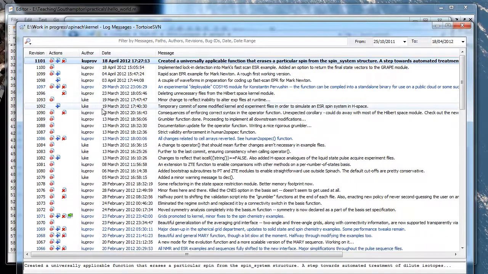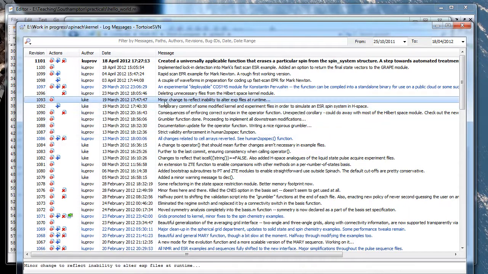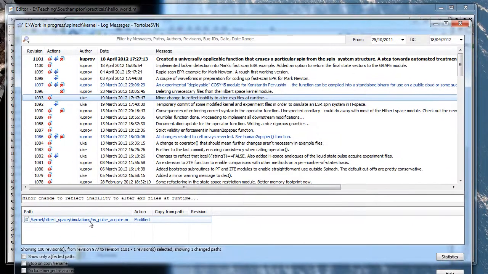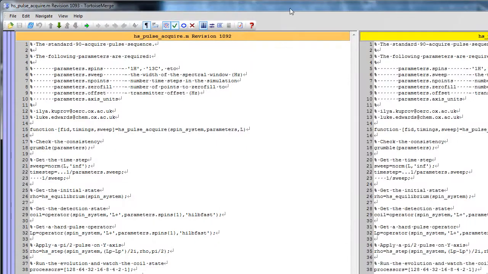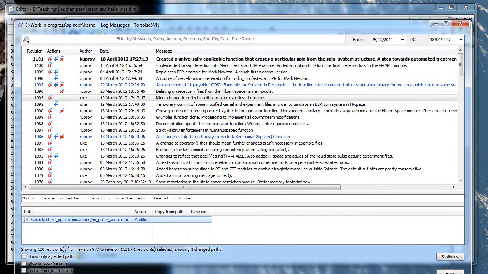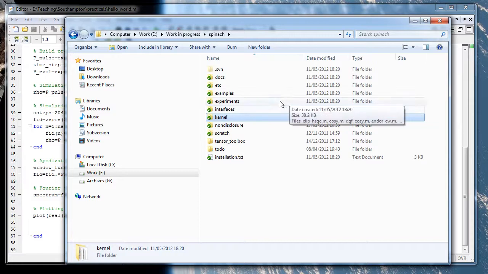And you see, Luke Edwards, the PhD student in my group, has made a change because he discovered some bug or inconvenience that he wanted to work around. And if we look at what this change actually was, it's a particular function in our Hilbert space module that has been modified, and if I look at show changes, it will actually show me what has been modified and where, and Luke has added this paragraph to the function. So you see, it tells you everything about who changed what and when.